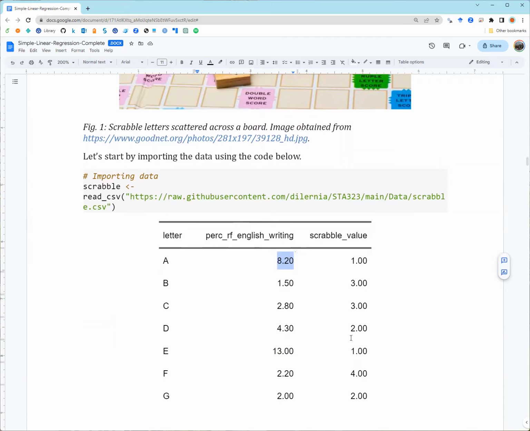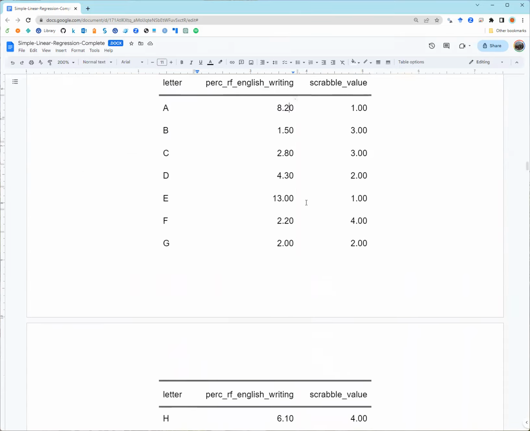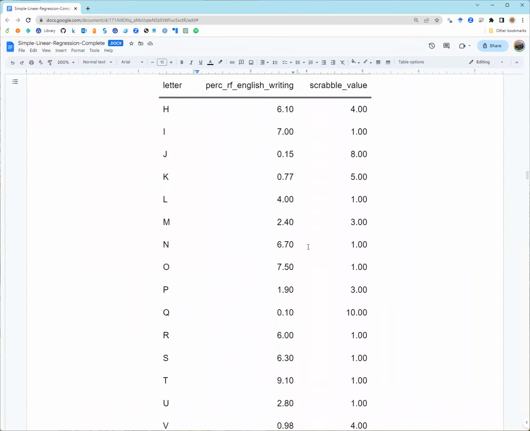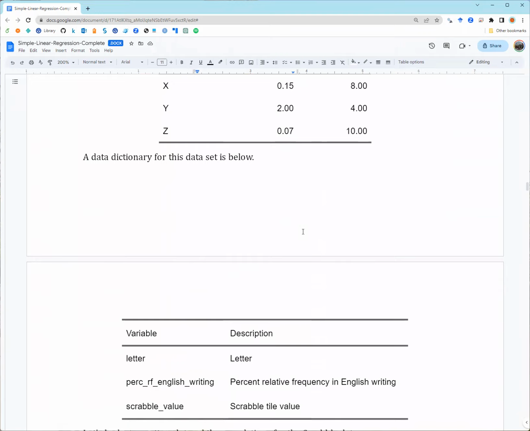We have the percent relative frequency of the letter in English writing. The idea being, the higher this is, the more often that letter occurs in words, and so it's probably easier to play in Scrabble. And then we have the Scrabble tile point value, which also seems to be describing that the higher the point value, the more difficult that letter is to play in Scrabble. So let's see how the people who made Scrabble did. Let's see if they formed a pretty reasonable relationship between the two.